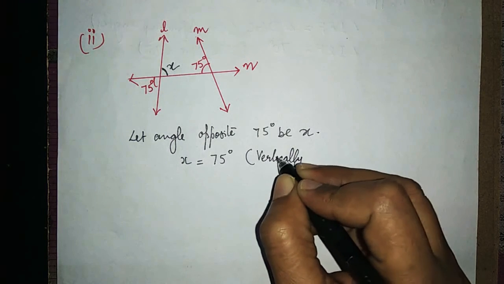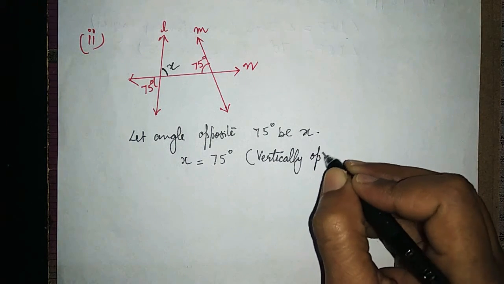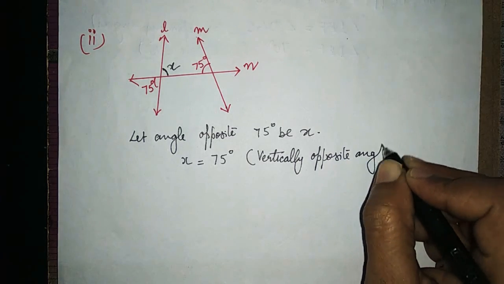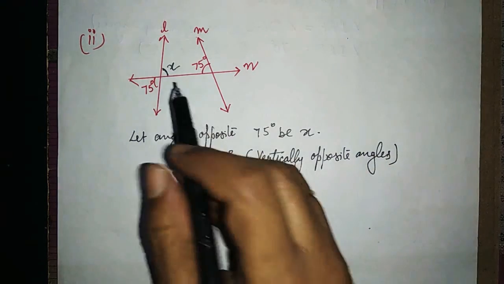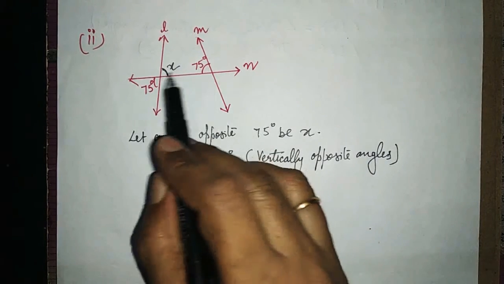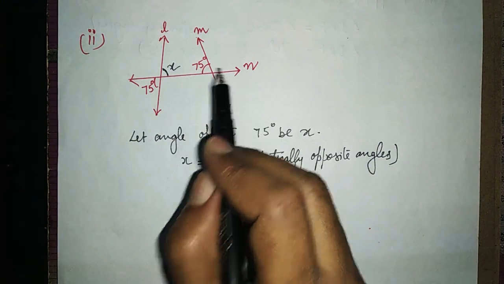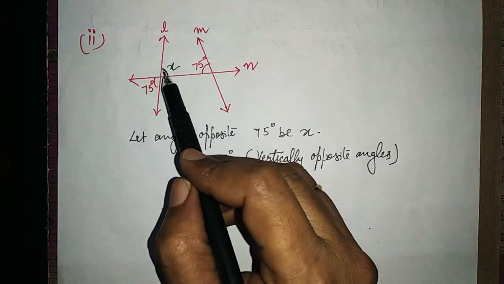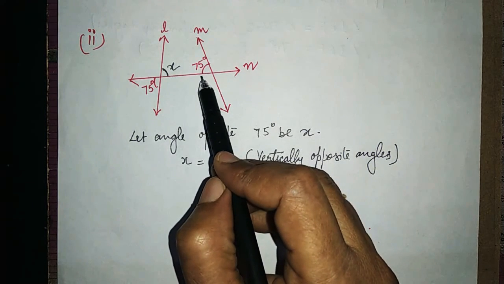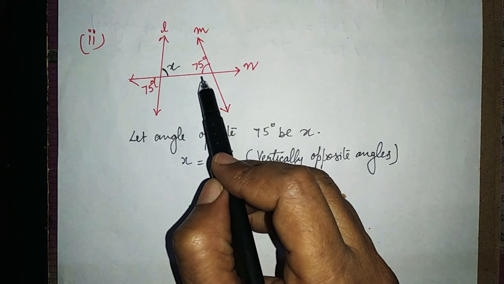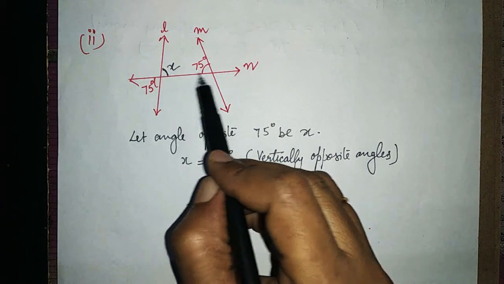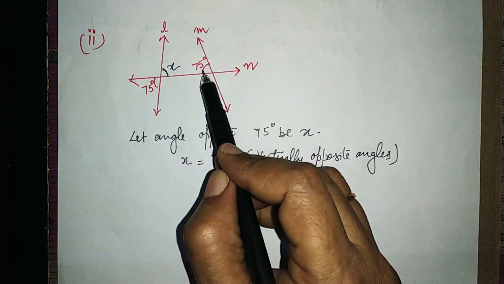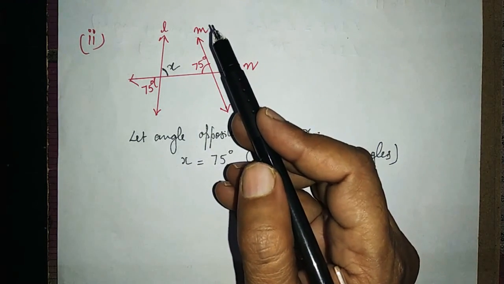Here we will write vertically opposite angles here, and we are taking N as a transversal line. Okay. So here sum of X and 75 degree should be 180 degree because they are on the same side of the transversal line. These two angles are on the same side of the transversal line.